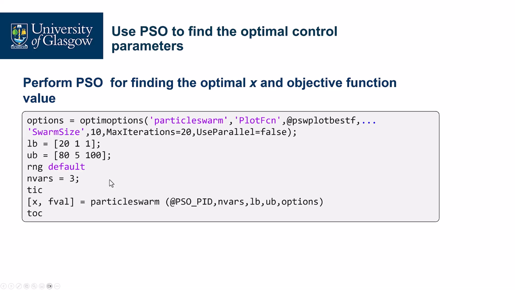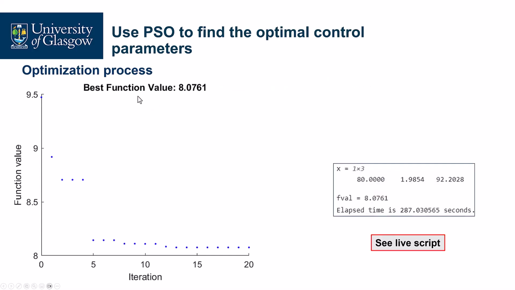After we execute this program, we can find this. The convergence trend is plotted here. We can see the best function value is 8.07, quite a good value. x is the optimal value of the three control parameters. And we can see the elapsed time is 287 seconds. You can try it yourself in the live script.